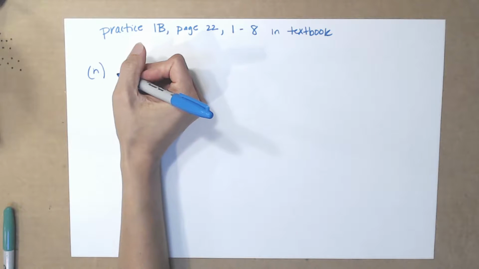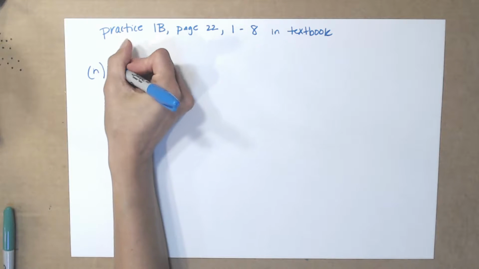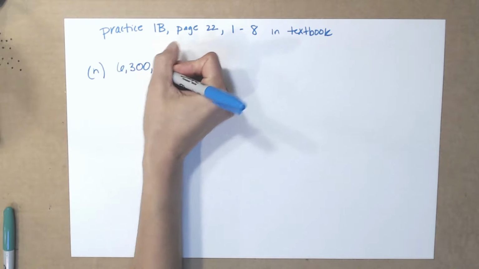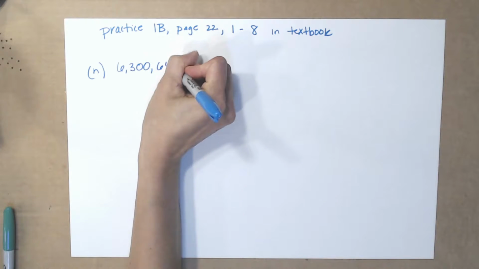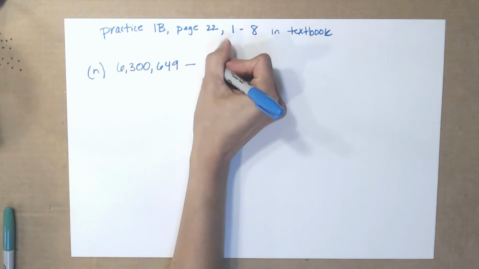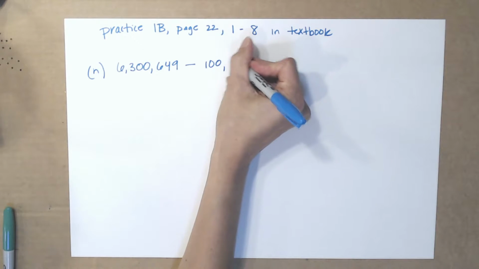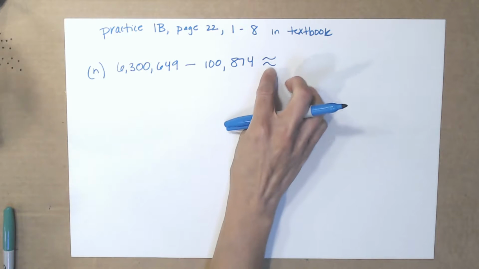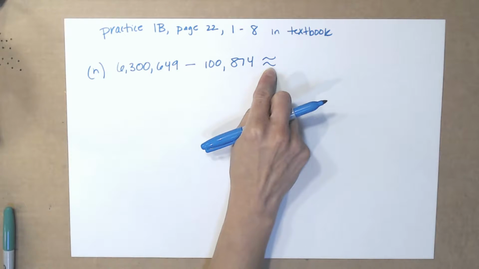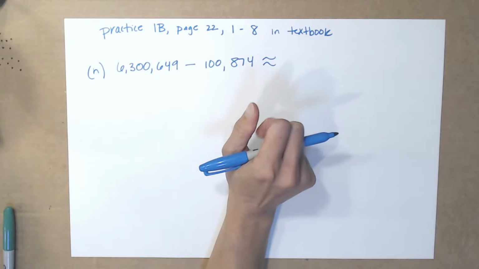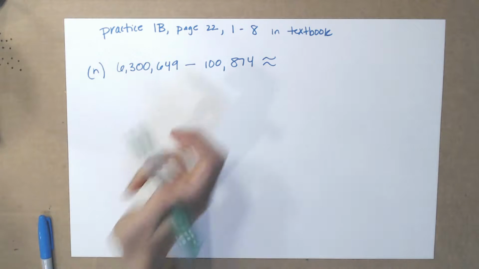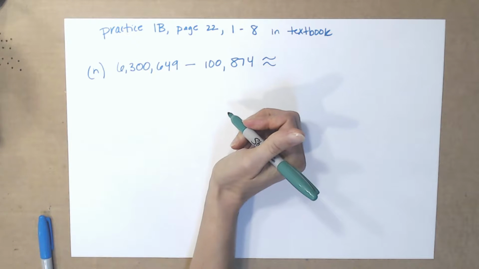On the bottom of page 10, letter H, it says to estimate the value of this, and they have 6,300,649 minus 100,874, and we're supposed to estimate that, so we use this squiggly to show that we're going to approximate the answer. So we can write an approximation for each of these that we think will make it easier to subtract.